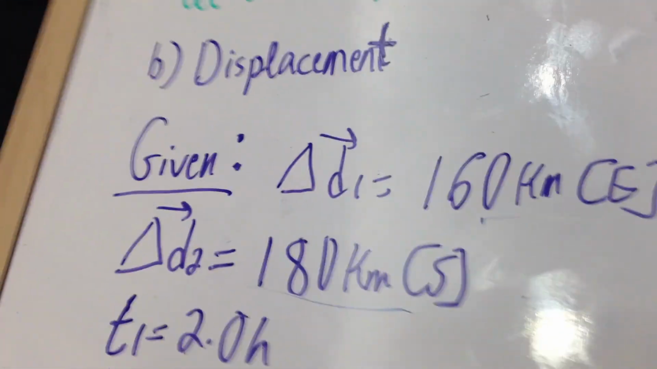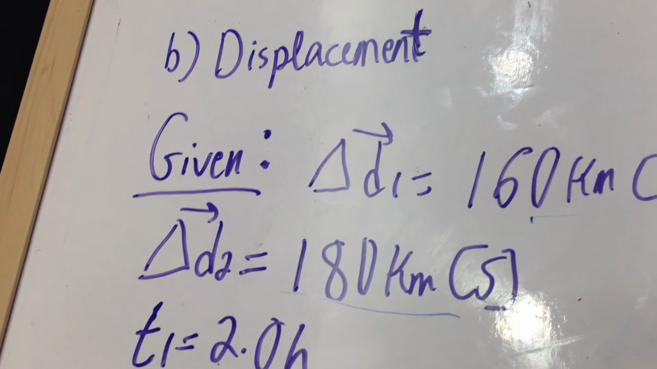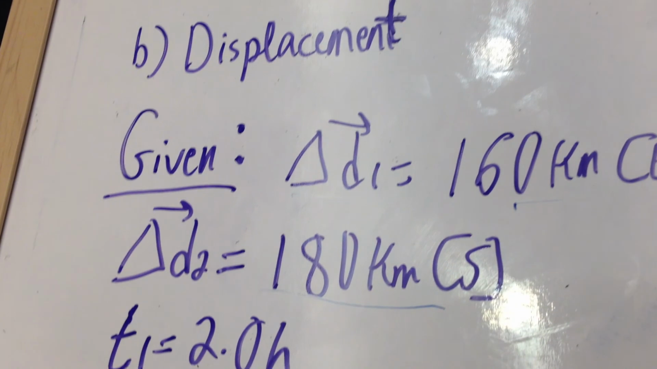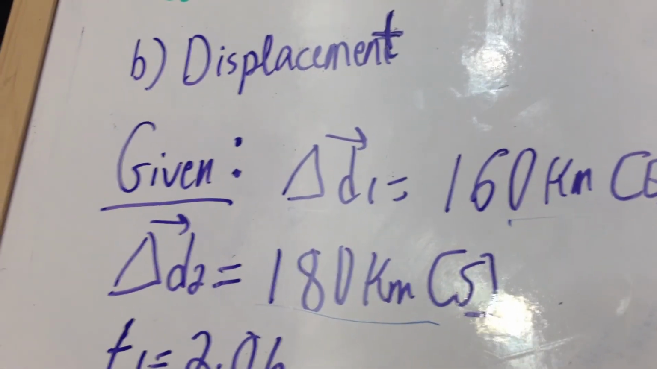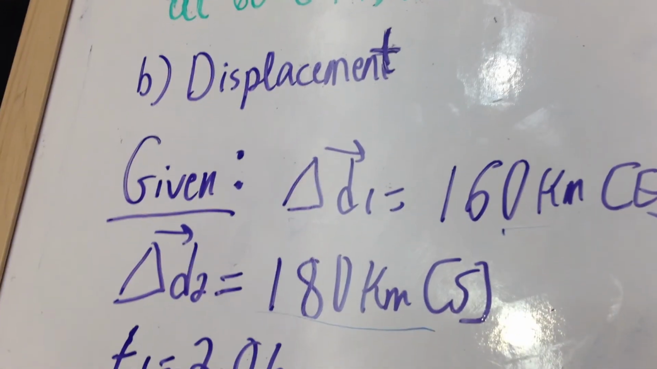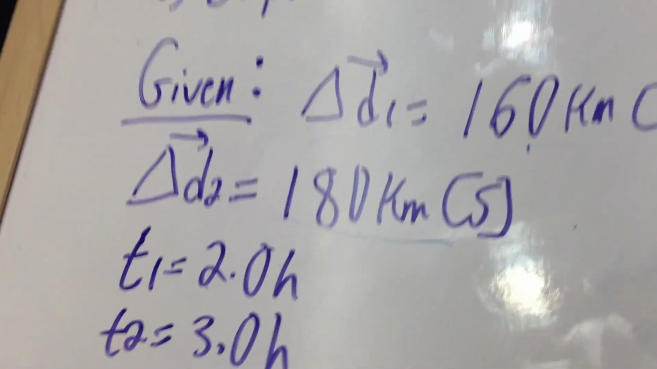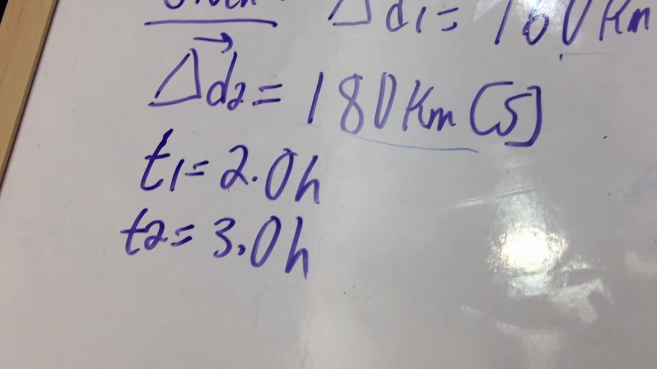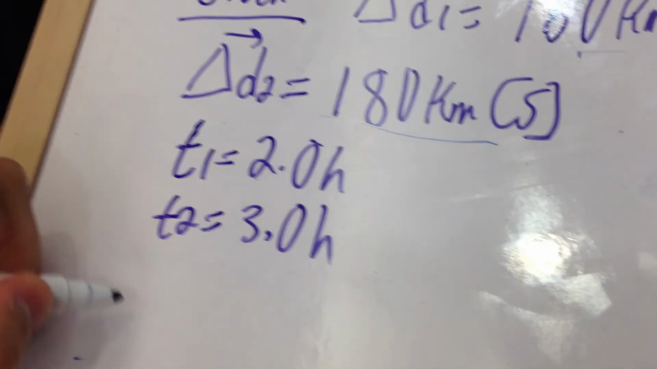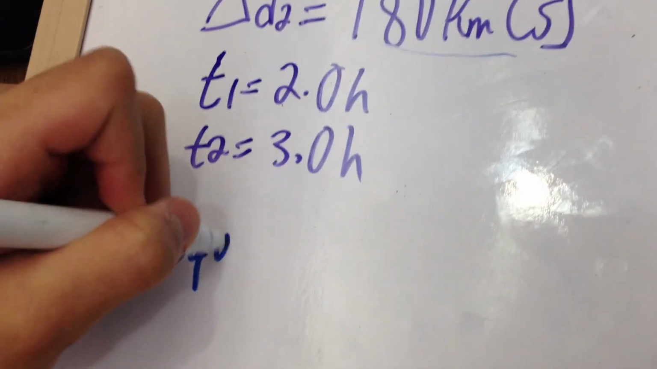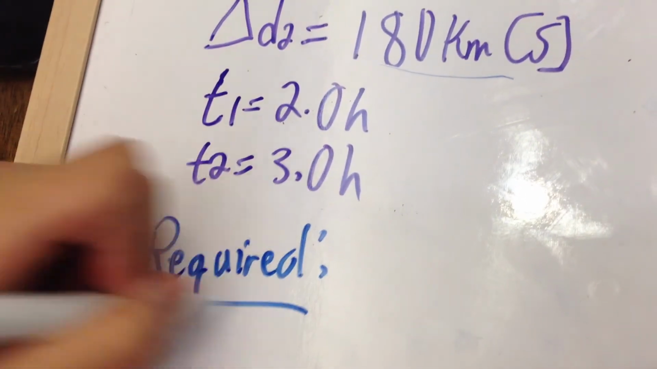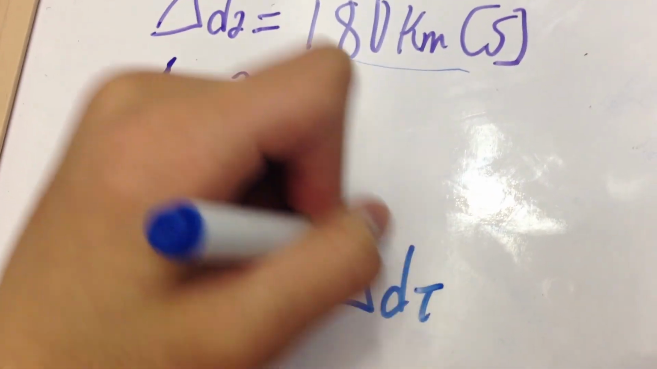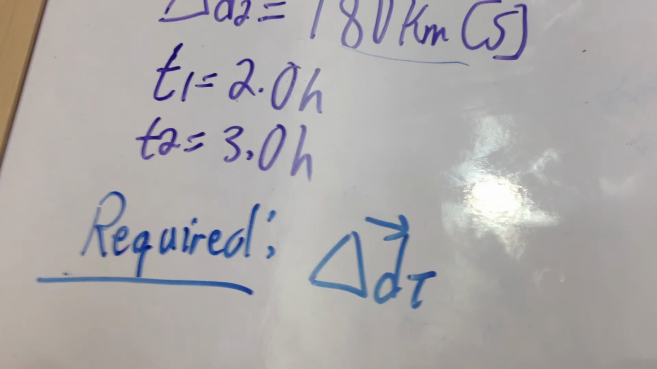Now we have delta D2, which is 180 kilometers south, and we calculated this when we took 60.0 kilometers an hour and multiplied it by 3 hours. And lastly, we have T1, which is 2.0 hours, and T2, which is 3.0 hours. Now, what's required of us is displacement. Displacement can be represented by delta dt with an arrow on top.